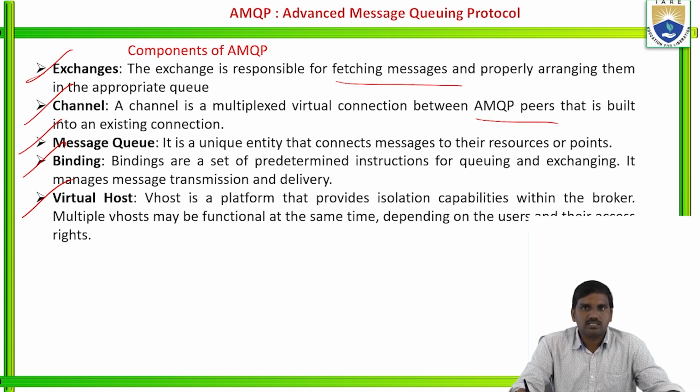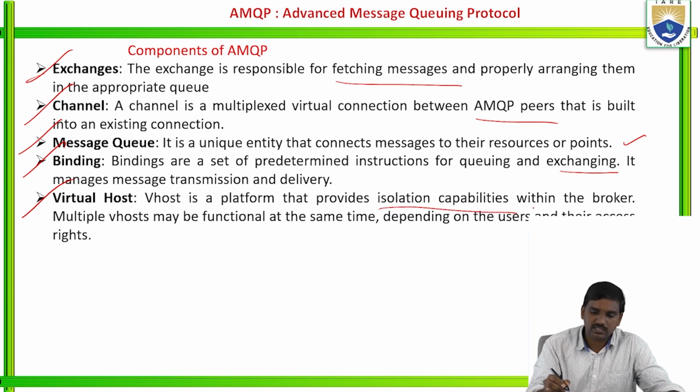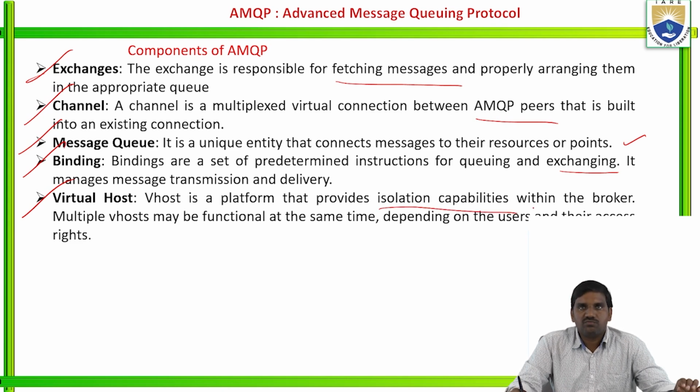The third one, message queue. It is a unique entity that connects messages to their resources or endpoints. That is the message queue. And binding. Bindings are a set of predetermined instructions for queuing and exchanging. It manages the message transmission and delivery. So that is the binding. The last one, virtual host. The vHost is a platform that provides isolation capabilities within the broker. Multiple vHosts may be functional at the same time, depending on the users and their access rights.